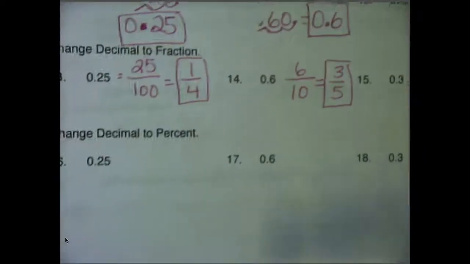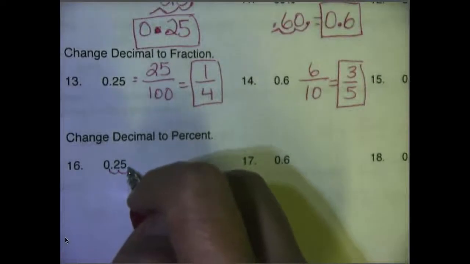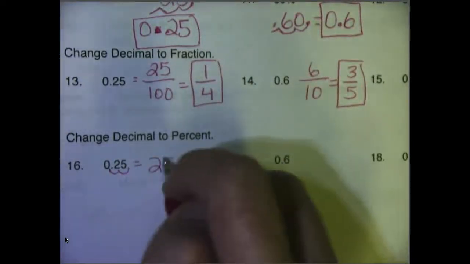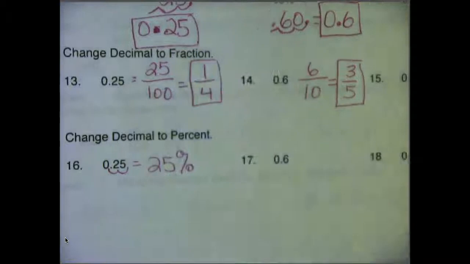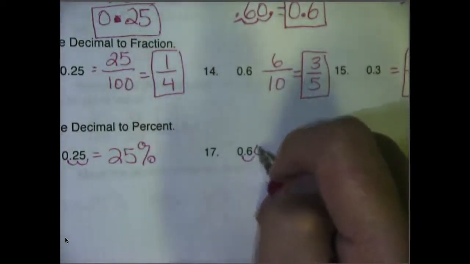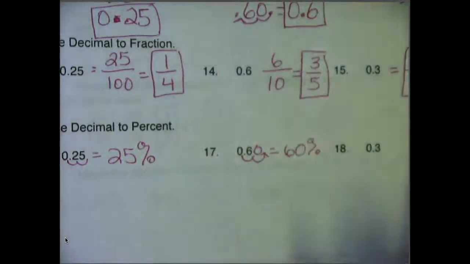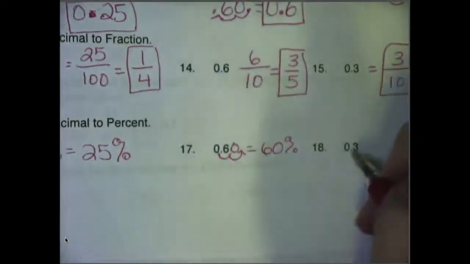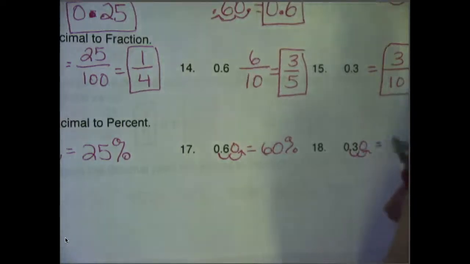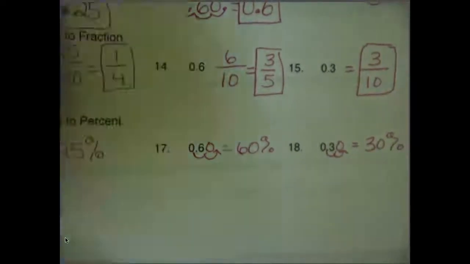Last, we're going to change a decimal to a percent. Remember that we take our decimal point, move it 2 places to the right, add a percent sign. Number 17, decimal point, move it 2 places to the right, means you'll need a placeholder, add a percent sign. 3/10. Move your decimal point 2 places to the right. You'll need a placeholder. Add a percent sign, 30%.